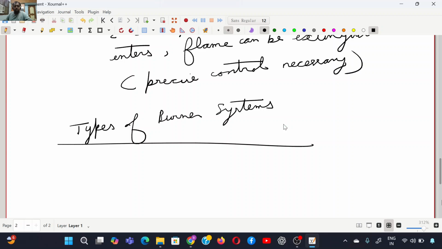So first is a premix burner. Maybe I won't go too much into detail, but I will explain. And if you want, you can refer to it in the net or ask ChatGPT. So in premix burner, the fuel and oxidant are premixed before reaching the burner head. As the name implies, pre means what? Before. So before reaching the burner head itself, the fuel and oxidant are mixed.